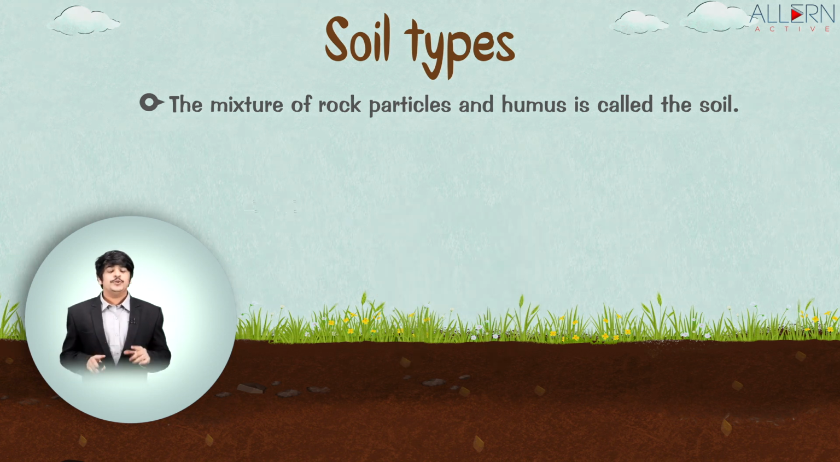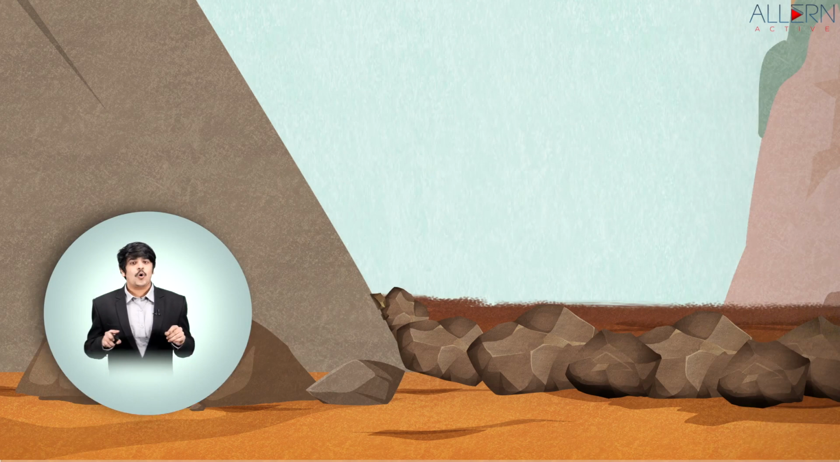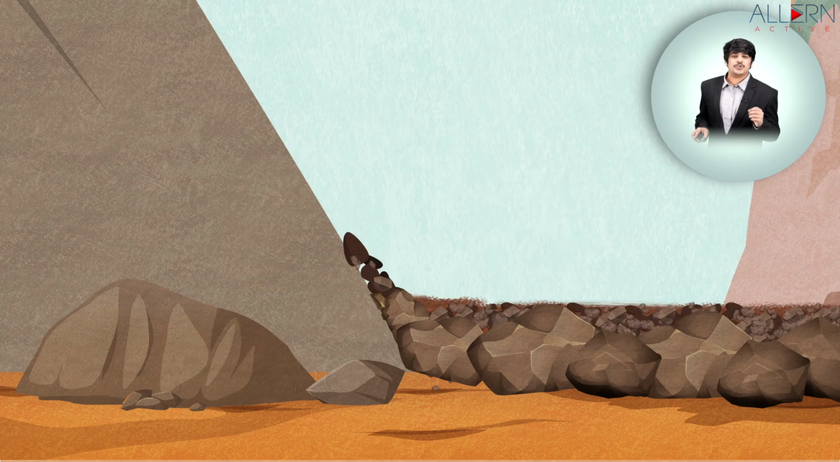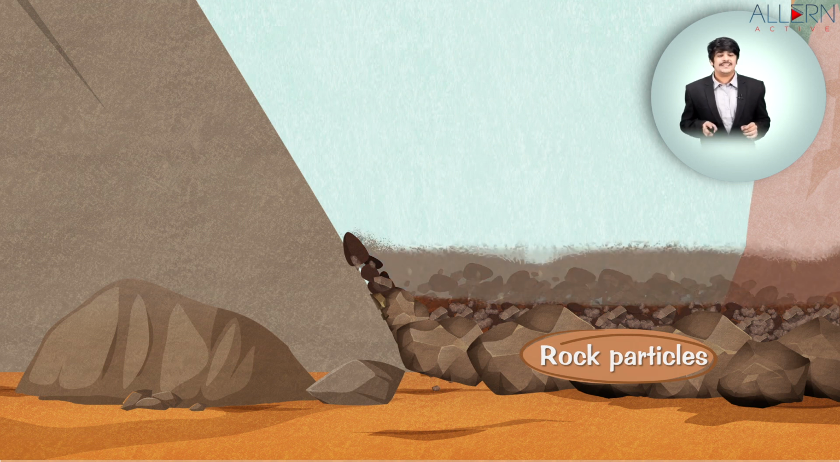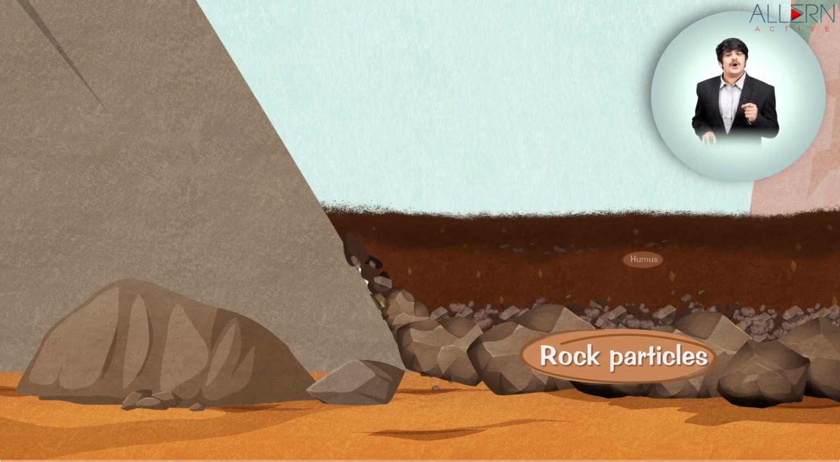Soil is formed due to the weathering of rocks. Soil is formed due to the disintegration of rocks. So you are going to have rocks. Those rocks are going to get disintegrated, which means they are going to break down into smaller particles, and that is going to happen due to climatic changes, air and water. That is going to be the first part of soil, that is, rock particles. Apart from that, the same soil is also going to contain humus. Humus is considered to be the dead and decaying organic matter, which is also present in soil.